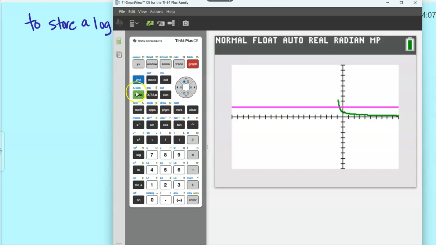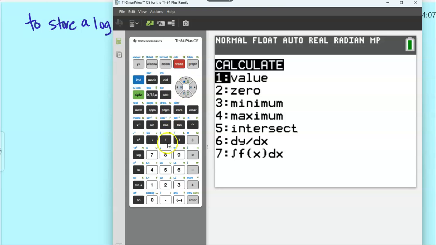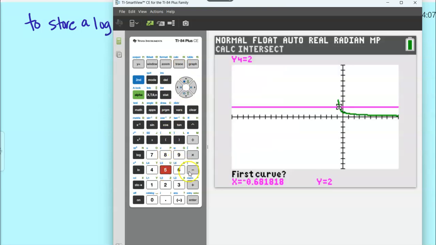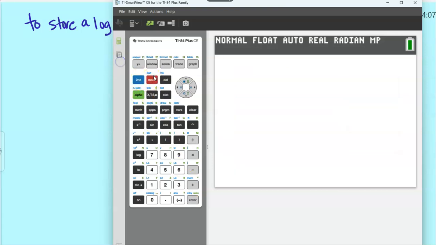We're going to go find the intersection: second, calculate, 5. We're going to choose yes for pink and yes for green. We're going to guess right there, and it found the intersection. And then she said we're going to quit out of there and hit X to tell the calculator we want to remember that X value.